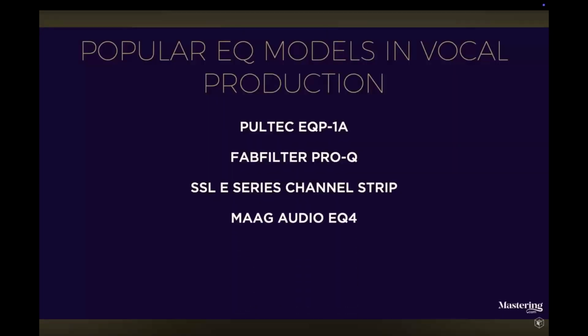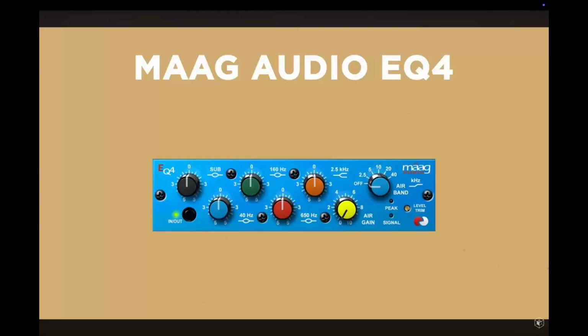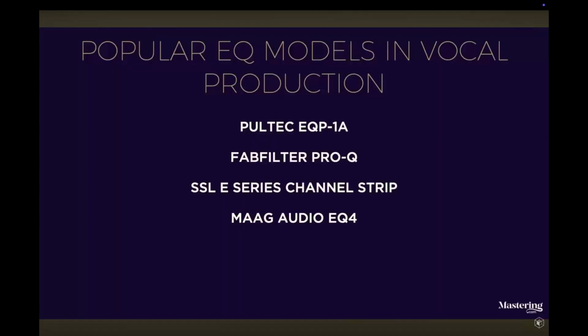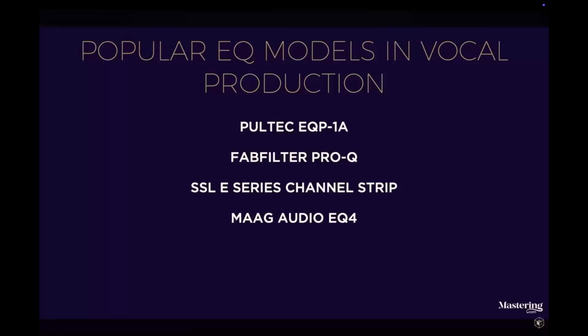Maag Audio EQ4. The Maag EQ4 is renowned for its airband, a unique high-frequency shelf that adds sparkle and presence to vocals. It also features a fixed low-frequency shelf and 2 parametric bands for more precise tonal shaping. The Maag EQ4 is popular in vocal production for its ability to enhance clarity and airiness without sounding harsh or brittle. These are just a few examples of popular EQ models used in vocal production.